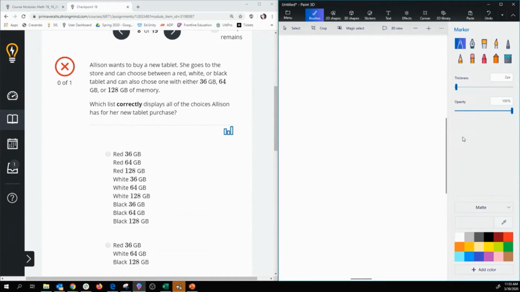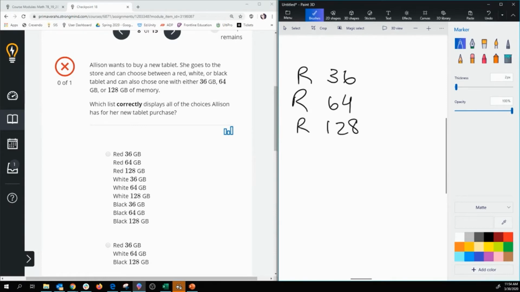Perfect. All right, so Allison's buying this new tablet and she goes into the store and she can choose between a red, white, and black one. And then she can also pick 36, 64, or 128 gigabytes of memory. So if Allison goes into the store and says, I really want a red tablet, what are the different sizes that she could get in that red tablet for storage? She has 3 different options, right? She could get a red tablet that has 36 gigabytes, a red tablet that has 64, or a red tablet that has 128.